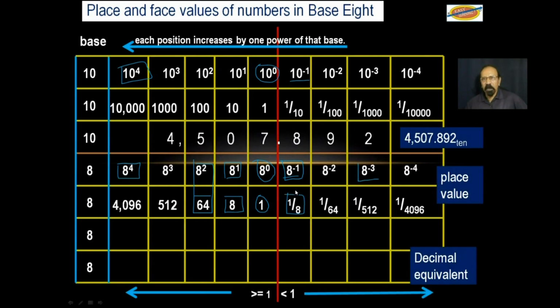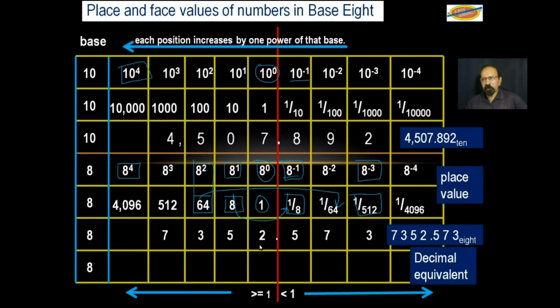And we can skip that. 8 to the negative 3 power, which is 1/512. Notice this 8 here, and here it is 1/8. This 64 here, and here it is 1/64, and so forth. So let's consider this base 8 number, 7352.573. Write it in here. Let's consider this 7. Its face value is 7. Its place value is 512, which is the same as 8 to the 3rd power.